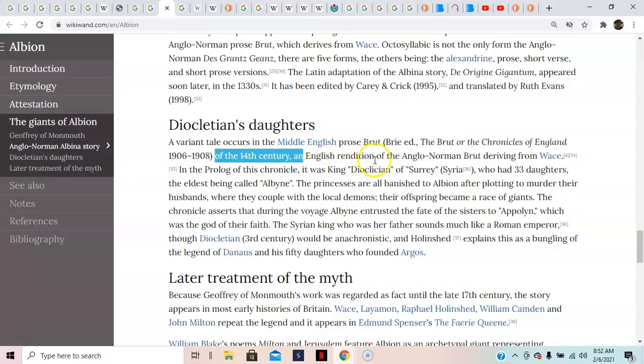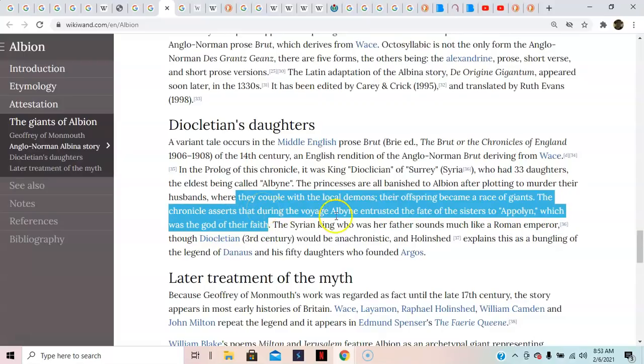An English rendition of this, deriving from Wace's version, in the prologue of the chronicle, it was King Diocletian of Syria, who had 33 daughters, the eldest being called Albine. The princesses are banished to Albion after plotting to murder their husbands, where they couple with the local demons. Their offspring are a race of giants. The chronicle asserts that during the voyage, Albine entrusted the fate of her sisters to Apollyon, which was the god of their faith. Now, again, that's written with what? The New Testament. Now, does that make sense?